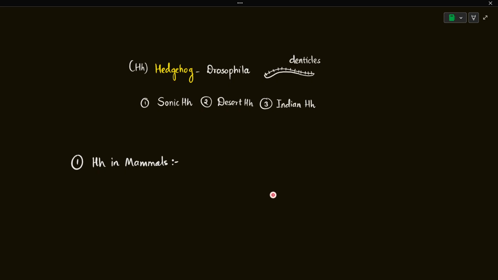But there exists one canonical pathway that we are going to discuss today. The canonical pathway of Hedgehog signaling is going to result in the transcription activation of the Hedgehog responsive genes. So keep in mind that the canonical pathway of Hedgehog signaling will activate the Hedgehog responsive genes by binding to the Patched receptor.